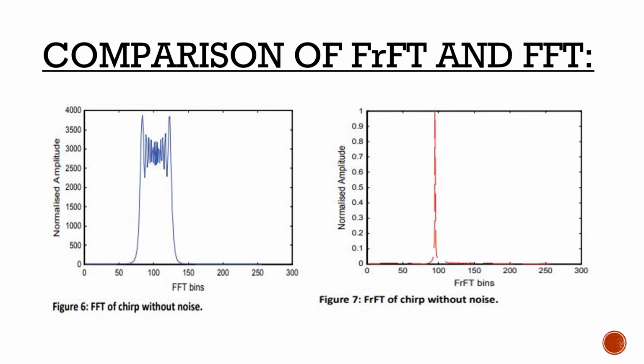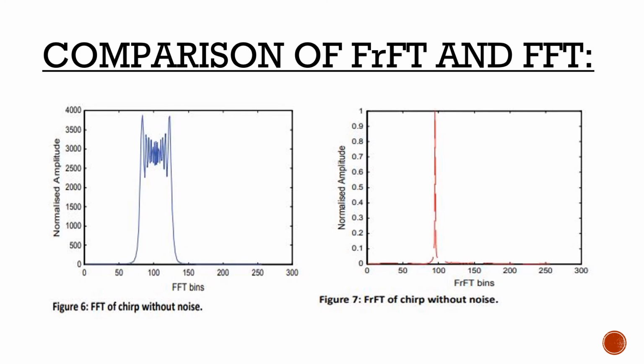Comparison of fractional Fourier transform and fast Fourier transform. In this slide, we can see two figures. Figure 6 is the fast Fourier transform of a chirp without noise, and Figure 7 is the fractional Fourier transform of a chirp without noise. As you can see, the spectrum of the chirp signal is spread in the case of the fast Fourier transform, whereas in the fractional Fourier transform, it appears as an impulse.